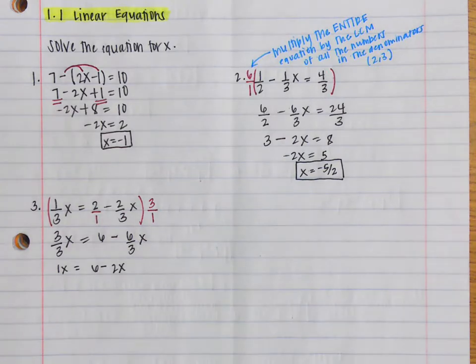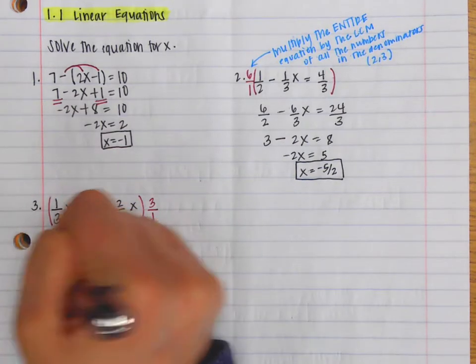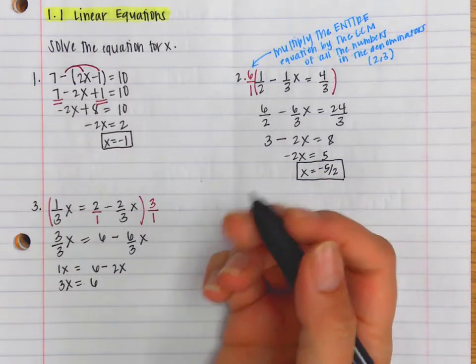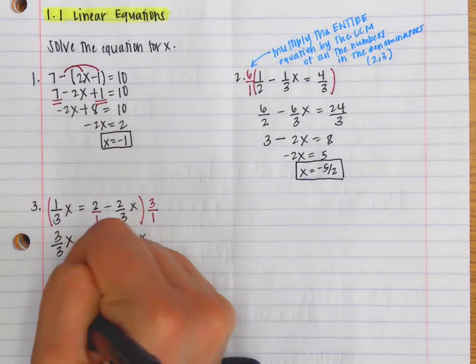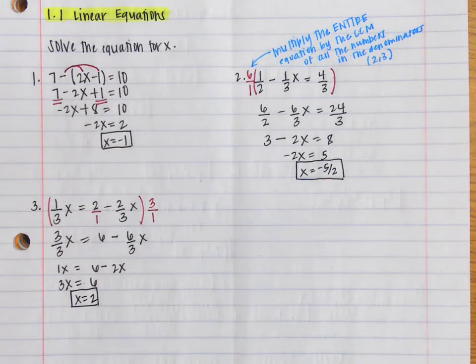And then I can solve. So add 2x to both sides. I get 3x equals 6. Divide both sides by 3, I get x equals 2. And that is your final answer. Okay, we're going to keep going. Number 4.